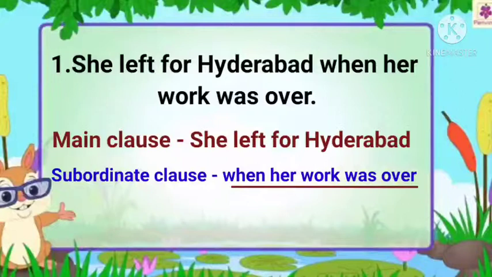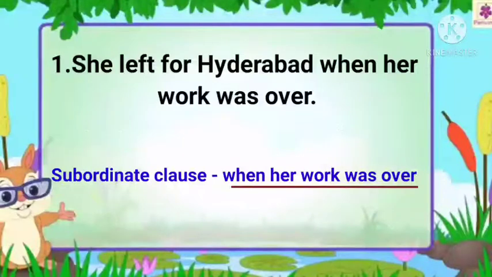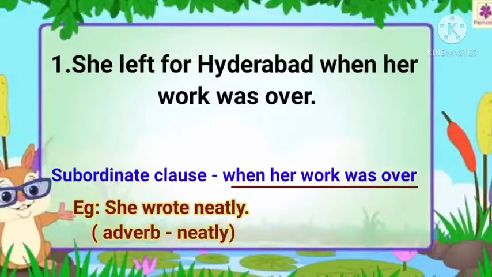Now let's see how it became an adverb clause. What do you mean by adverbs, children? Adverbs are the words that modify the verbs. They give additional information about the verbs. Verbs are action words, words that denote action. So, for example, she wrote neatly. Here, which is the adverb? Neatly is the adverb, which modifies the verb wrote. So, how did she write? She wrote neatly. So it gives additional information about her writing, isn't it? That's why it's called an adverb. Neatly is called an adverb.